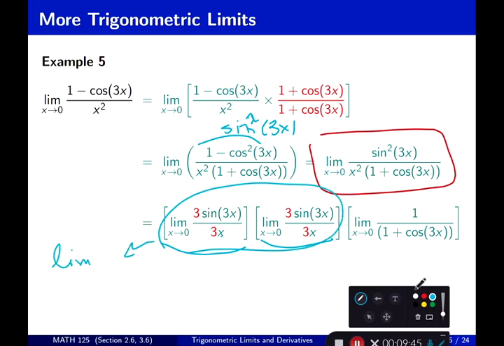that these two together make the limit of sine squared 3x over x squared as x approaches 0. And then keep the 1 over 1 plus cosine 3x separately. And that immediately has a limit. And these two pieces also have limits.